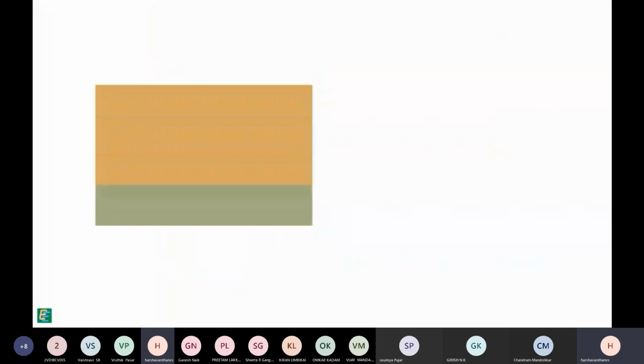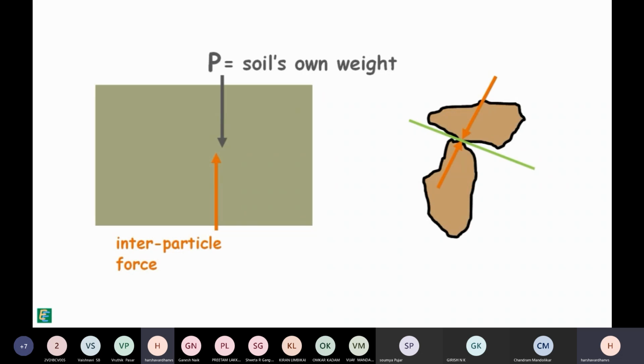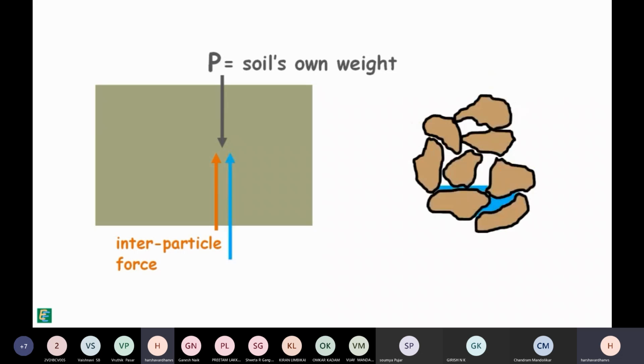Let us consider a soil mass which is fully saturated. Imagine this soil experiences the force capital P at some point in the soil because of its own weight. This force is resisted partly by the interparticle forces at the points of contact and partly by the force exerted by water available in the pores, that is, the pore water pressure force.